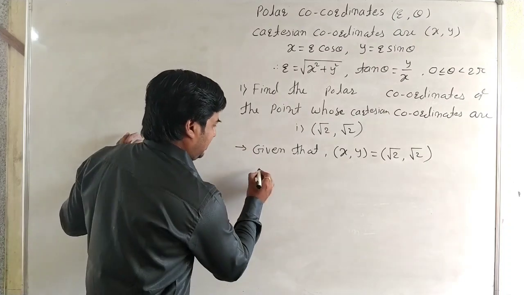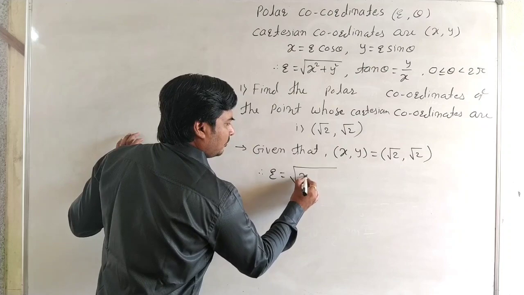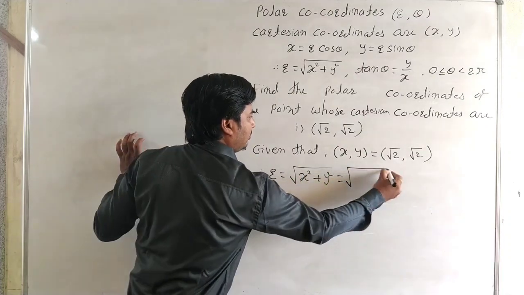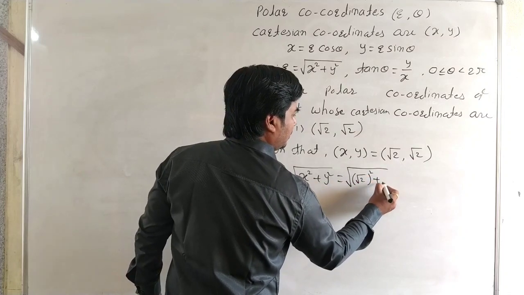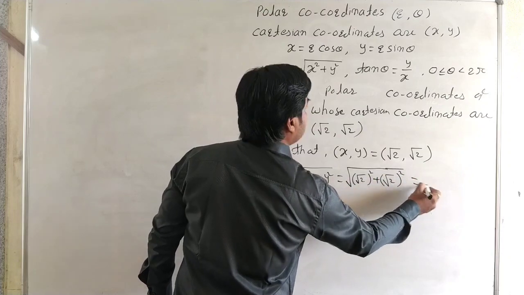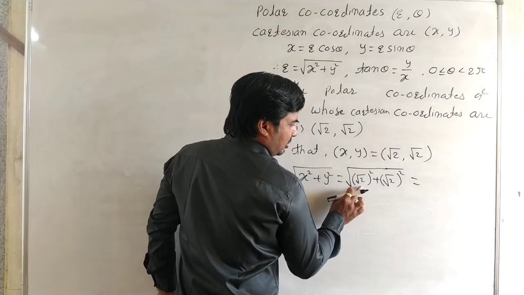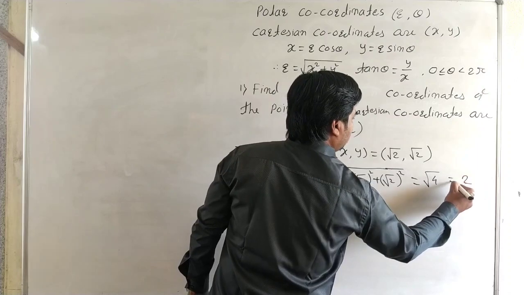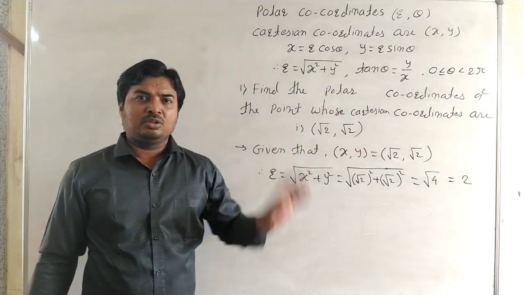See carefully, r is equal to under root of x square plus y square, and here it is under root of root 2 square plus root 2 square. So it is 2 plus 2, root 4, and then r is equal to 2. It is the value of r. It is a distance, so it is positive 2.